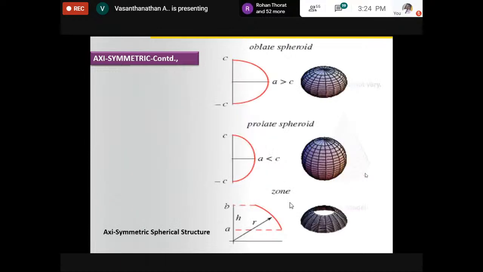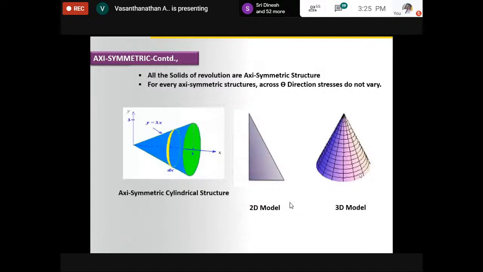How do you get a sphere? If you revolve a semicircle with the vertical edge fixed, you will get a sphere. How do you get a hemisphere? If you revolve a quadrant of a circular plate, you will get a hemisphere. These are the solids of revolution.